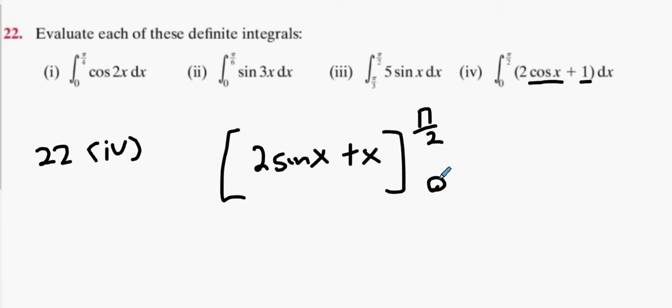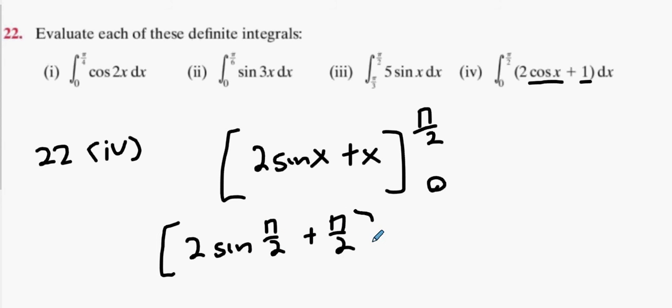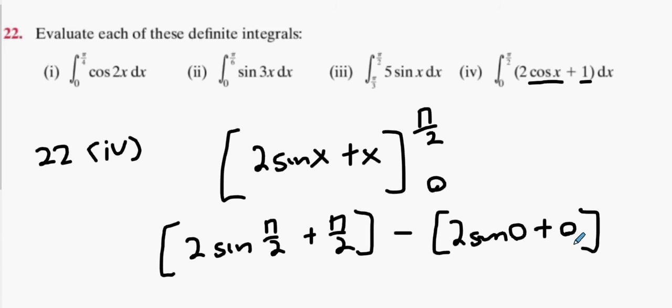Pi over 2 and 0. So what do I need to lob in here then, Killian? 2 sine pi over 2 plus pi over 2 minus 2 sine 0 plus 0. You have to be careful with these because there's a chance sine 0 is 0, but that's cos 0, it'd be 1, wouldn't it? So you have to be careful.